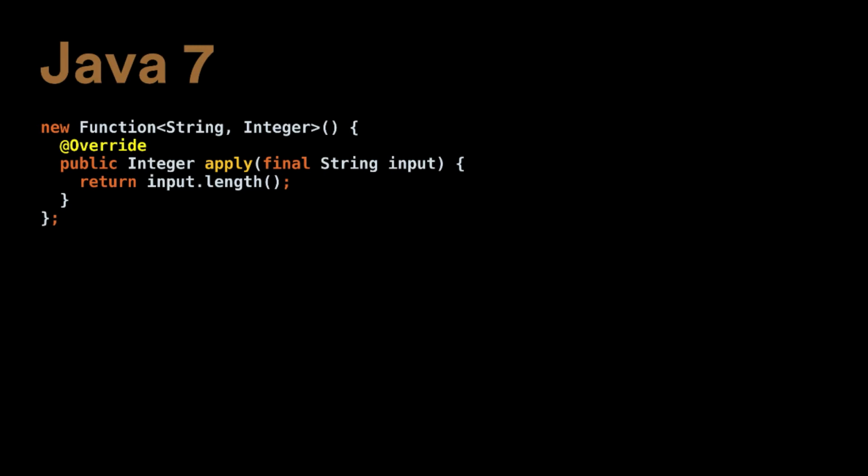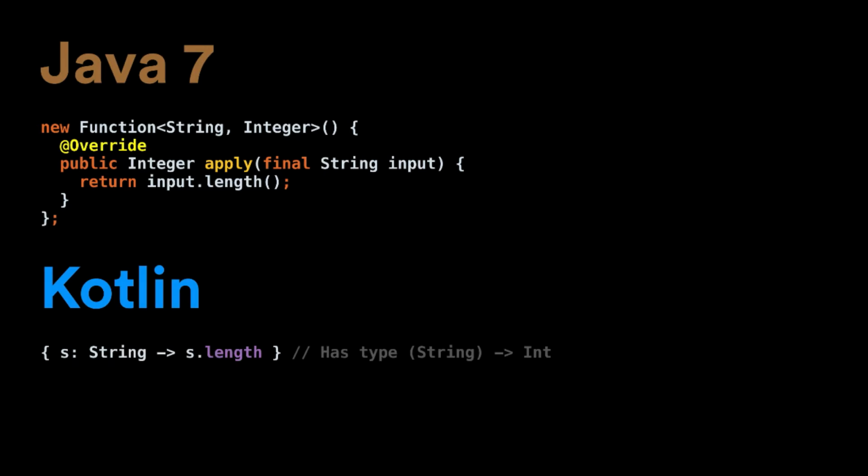If you've written callbacks in Android, this is how your on-click listeners work. You make a new on-click listener, you have to override this method. It's a lot of boilerplate. In this case, just to be able to say, I would really like a function which gives me the length of a string. That's what I'm trying to say here, and this is how Kotlin lets me say it.